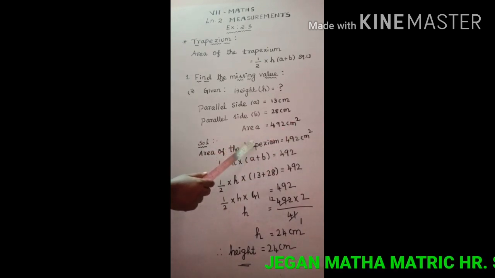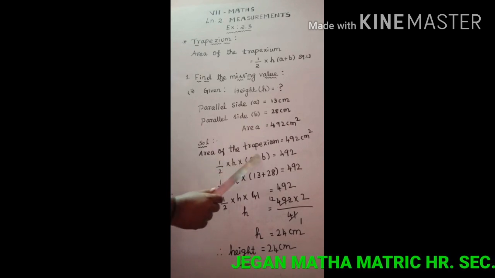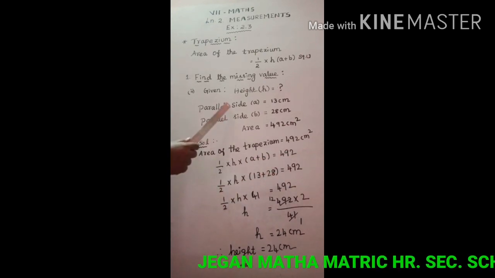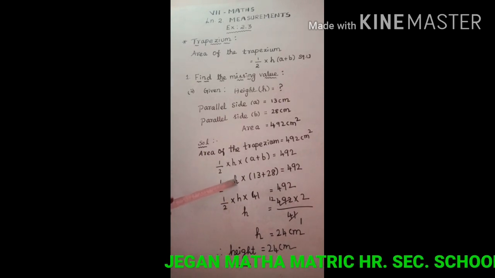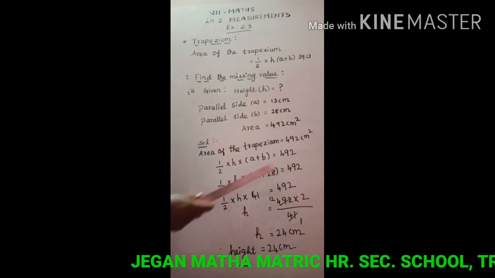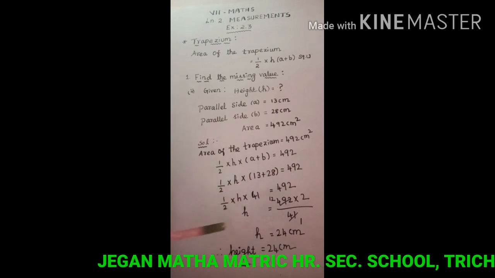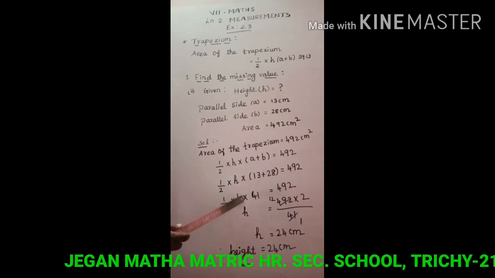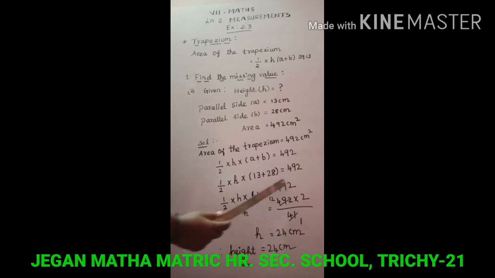Then the area of the trapezium formula: 1 by 2 multiply with height multiply with the 2 parallel sides is equal to 492. We substitute the values for the parallel sides. We have 1 by 2 multiply with height multiply with (13 plus 28) is equal to 492. So 13 plus 28 is equal to 41. We have 1 by 2 multiply with height multiply with 41 is equal to 492.